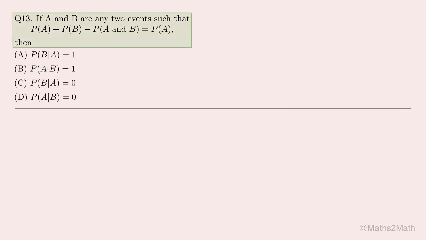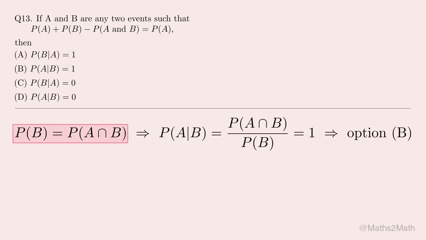Question 13, the final question of Class 12. Cancel and conclude. P of B equals the intersection. Canceling P of A leaves P of B equal to P of A intersect B, so P of A given B is 1. Option B.